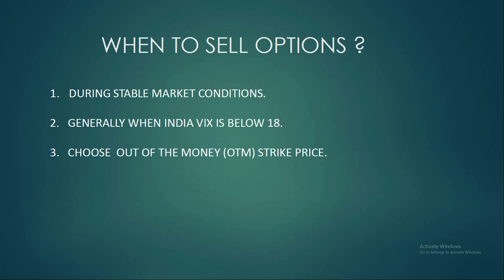When to sell options? This is very important. During stable market conditions, since you will get the benefit of time decay. When the market is very stable, the premium will reduce its value as time passes. That's one great advantage. So you can sell options when market conditions are very stable and non-volatile. How to identify a non-volatile market condition? You can identify it when India VIX is below 18 or 16. The market tends to get into a stable mode. Always choose an out of the money strike price if you sell options, because an out of the money option will become zero if it expires out of the money.